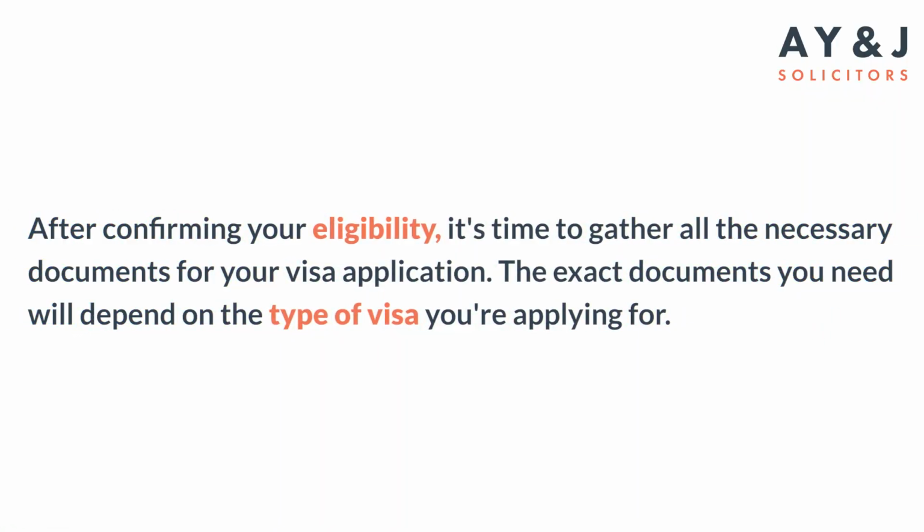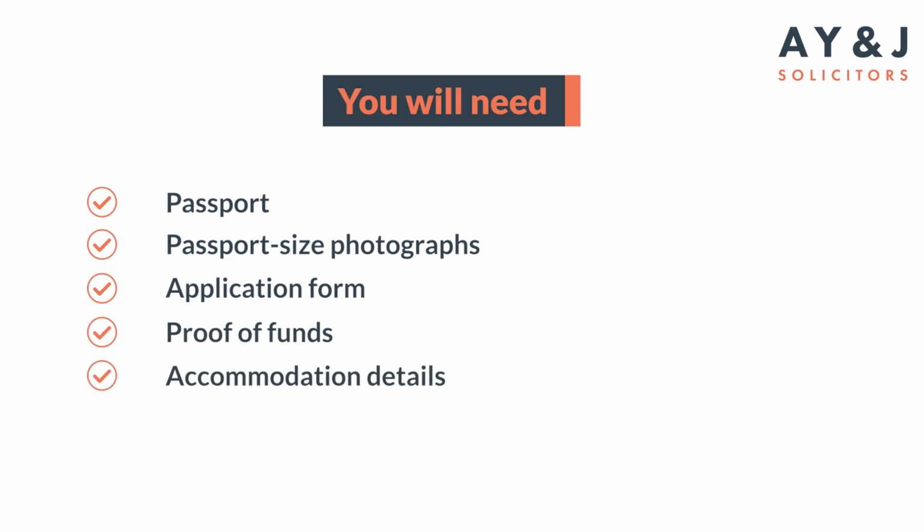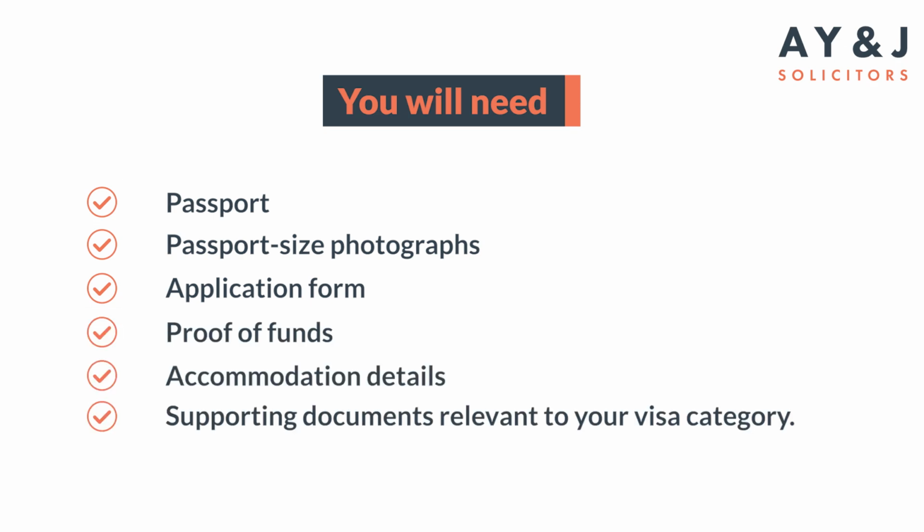After confirming your eligibility, it's time to gather all the necessary documents for your visa application. The exact documents you need will depend on the type of visa you are applying for. Generally, you will need your passport-size photographs, application form, proof of funds, accommodation details, and any other supporting documents that might be relevant to your visa category. Make sure to double check the requirements to avoid any delays or rejections.